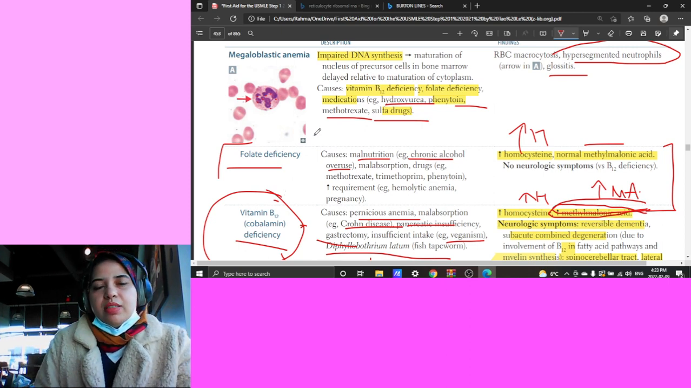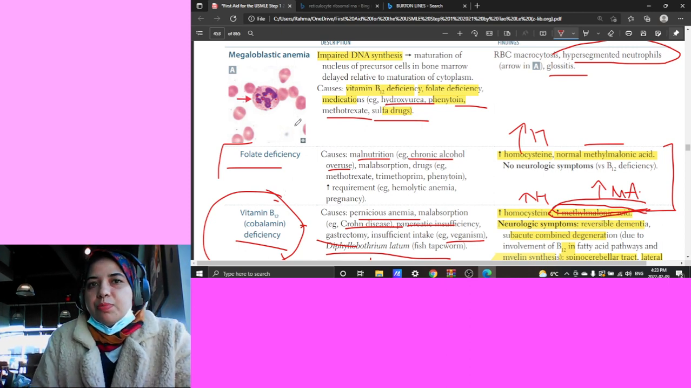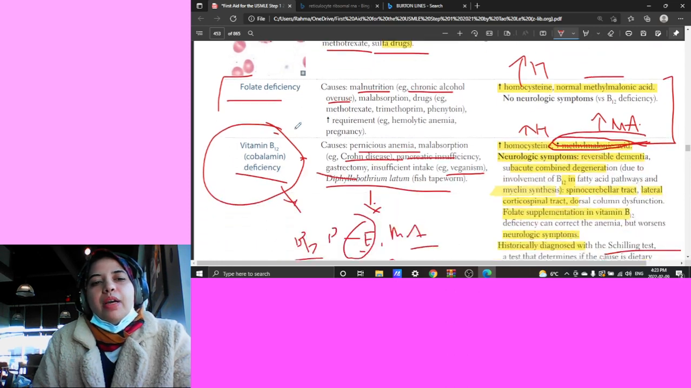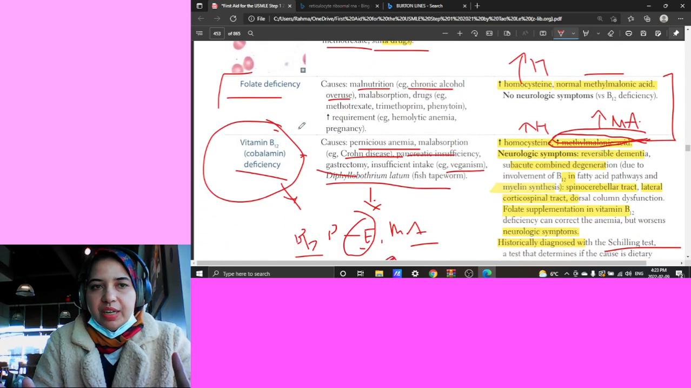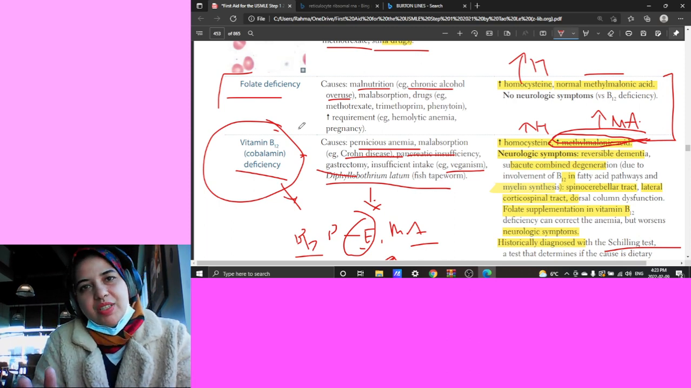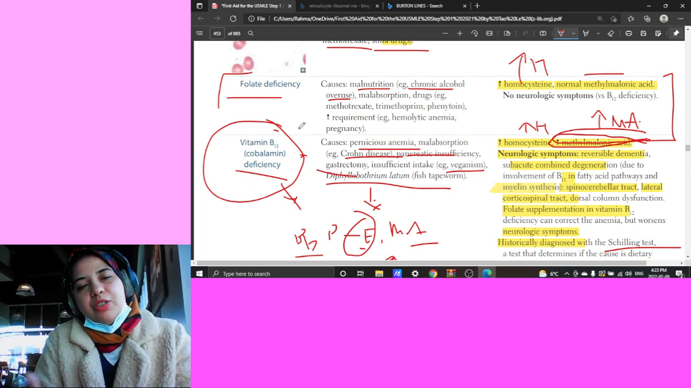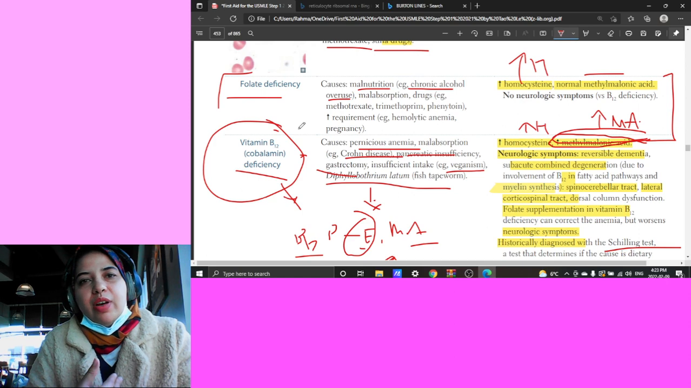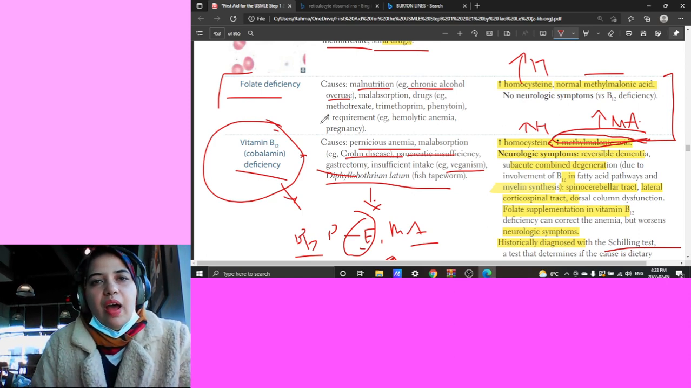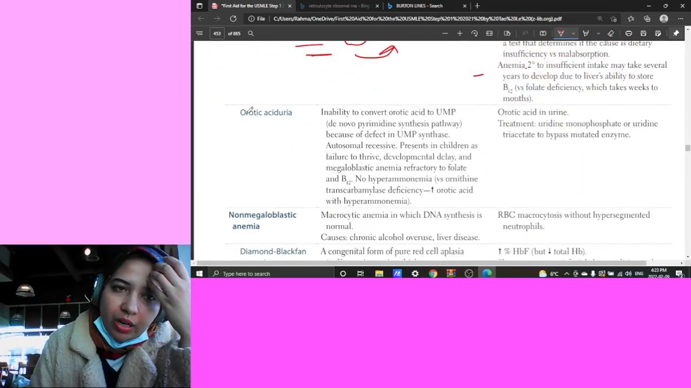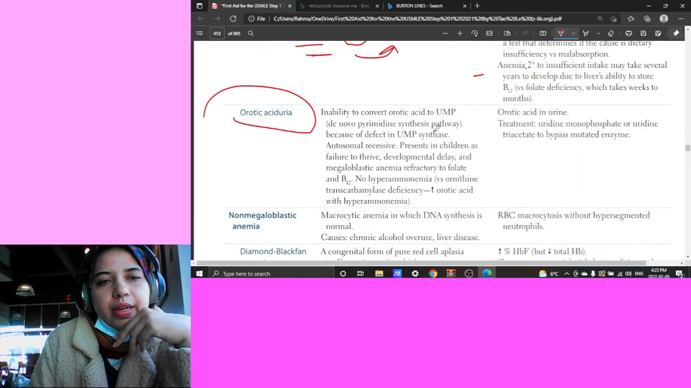What if you get megaloblastic anemia that looks pretty normal to you, right? But you've given them this medication, you're going to assume that it's vitamin B12 deficiency so that you don't miss the neurological issue. So you give folate and vitamin B12, but the person still has anemia. The anemia is not going to change after several weeks of therapy. What are you going to look at? You're going to look at what's called orotic acid.